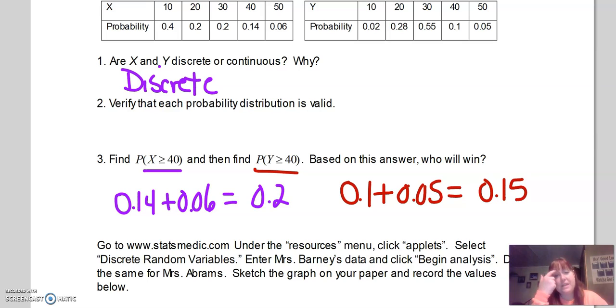But what you might be thinking is, what about all of the different ones? I mean, if you look at mine, I get lots of 10s and she does not get very many 10s. So this is not a very good way of figuring out who's going to win, because it doesn't take into account any other numbers. It just says, oh, the probability of getting a higher number is good for Mrs. Abrams, therefore she must be better. So what we're going to do is put this information into an applet, and we're going to figure out what the standard deviation is and everything, and that'll help us see.